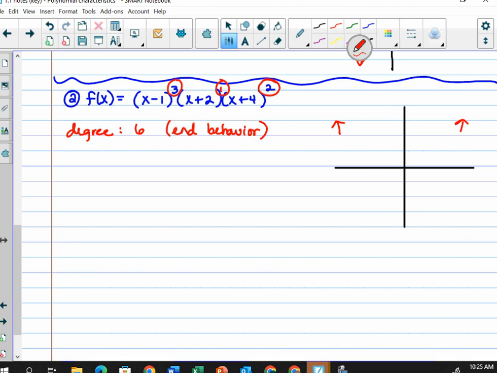All right, my next piece, I want to find the x-intercepts. Okay, these come from the factors. So there are 3 x-intercepts here. What do you think they are? What do we got, guys? Don't be shy.